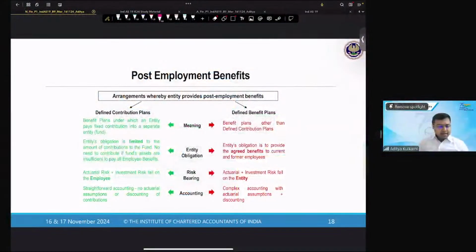So we start the next one, that is post-employment benefits. In your examination, it is this very section that is extremely important, okay, from your examination perspective.